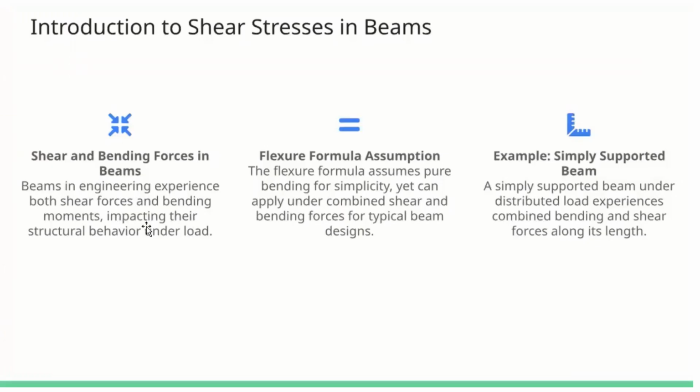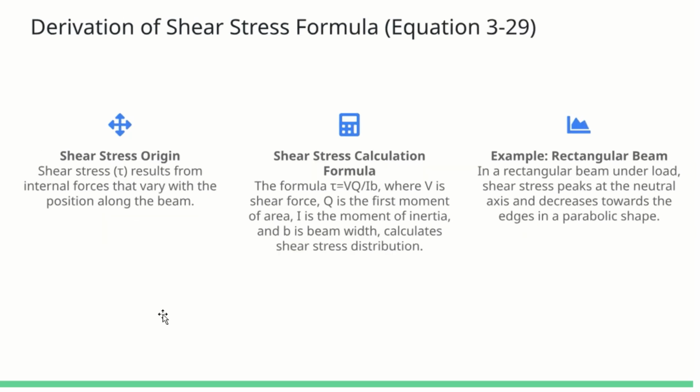Flexure formula assumption. The flexure formula assumes pure bending for simplicity, yet can apply under combined shear and bending force for typical beam design. For example, a simply supported beam under distributed load experiences combined bending and shear forces along its length. The derivation of shear force is equation 3.29, which you can find in the textbook. Shear stress origin: the symbol is tau, and it results from internal forces that vary with the position along the beam.